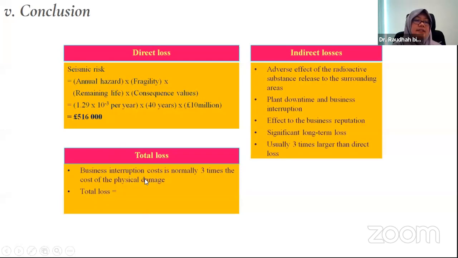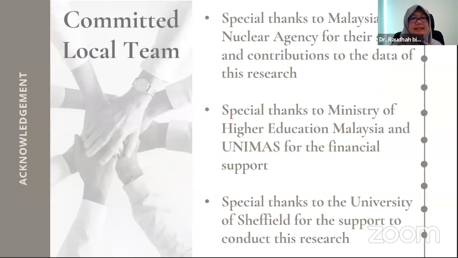So the total loss here I'm leaving empty because it is not an exact value. We know business interruption cost is normally 3 times the cost of physical damage, so that is a very unacceptable loss to industrial facilities. All right, so I think that's all for my presentation.